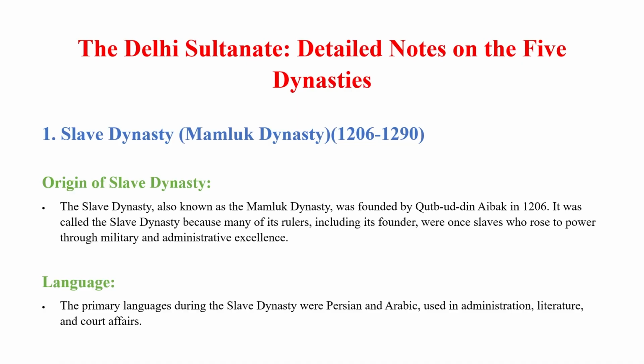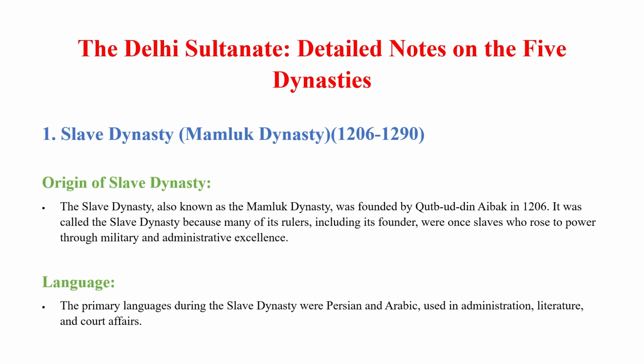In this class, we will discuss the Delhi Sultanate. Delhi Sultanate was generally established by Muhammad Ghori, and the first dynasty over Delhi Sultanate was started by Qutbuddin Aibak. So here we have to discuss five major dynasties in Delhi Sultanate.